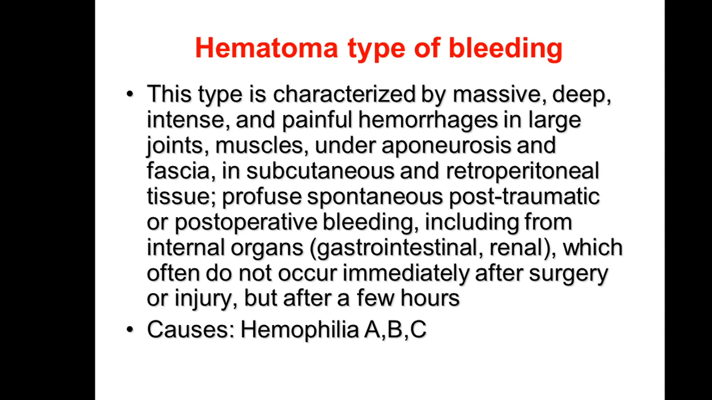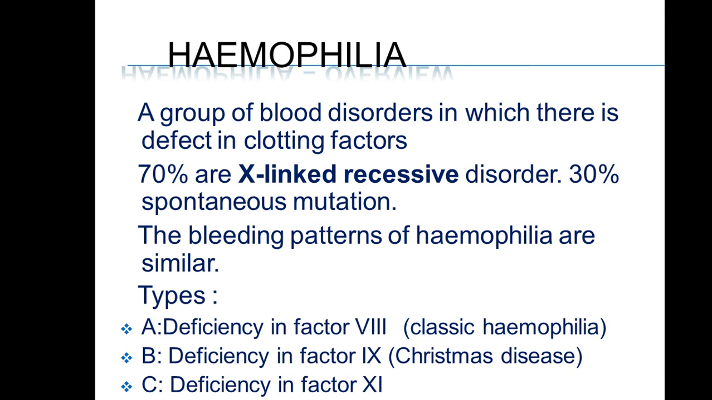Main causes: hemophilia A, B, C. Hemophilia is a group of blood disorders in which there is a defect in clotting factor. 70% are X-linked recessive disorder, 30% spontaneous mutation. The bleeding patterns of hemophilia are similar. There are 3 types: A, B, C. A is deficiency in factor 8, B deficiency in factor 9, and C deficiency in factor 11.